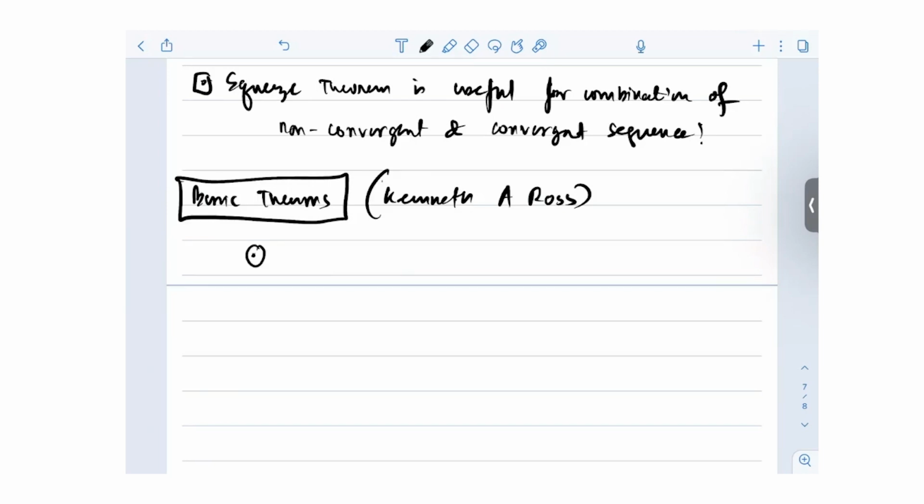Number one is this: if S_n goes to S, then 1 by S_n goes to 1 by S. This is nothing but the algebra of limits. If S is not equal to 0, this comes from the algebra of limits because it's a continuous function, the composition. You're taking the function f(x) equal to 1 by x. 1 by S_n is nothing but the composition f of S_n, where f is equal to 1 by x. So 1 by x is continuous on the open interval 0 to infinity.